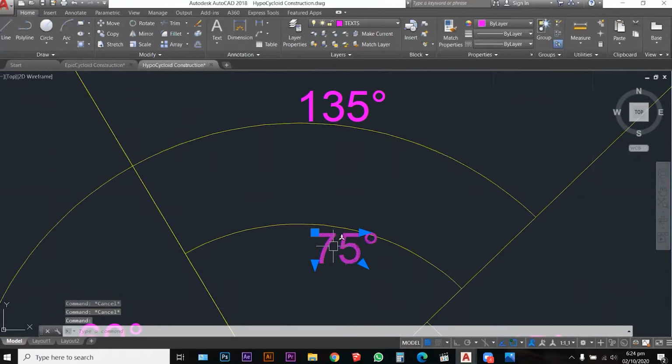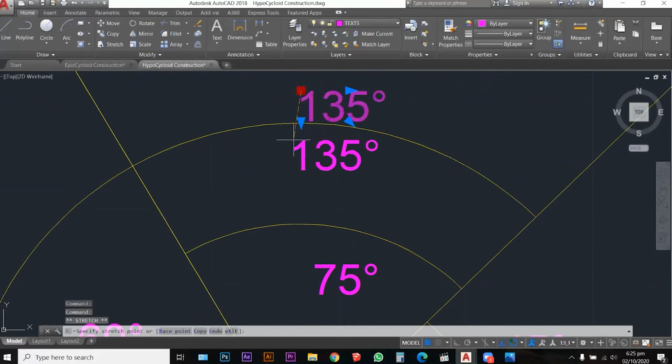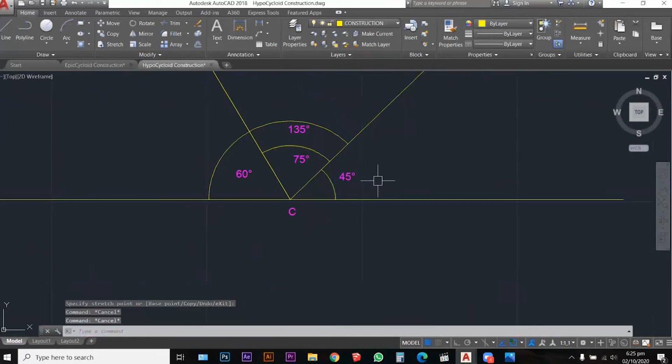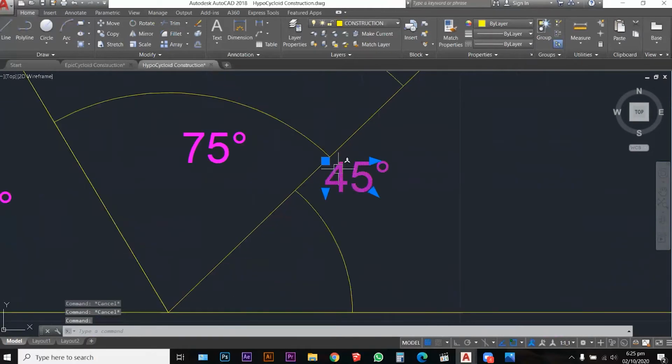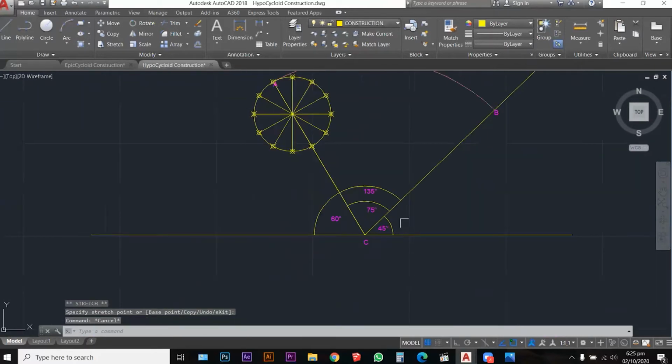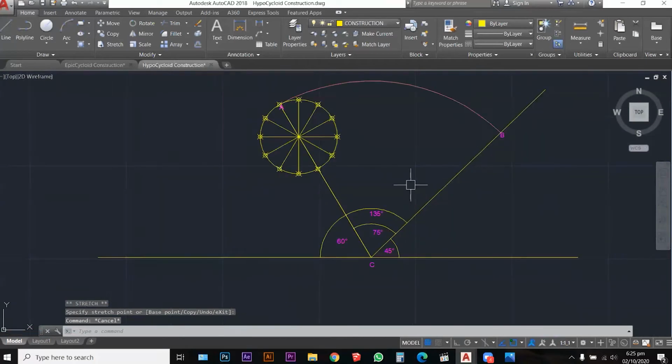Okay, cool. So what it is, I place all my angles inside the arcs. That's all, trying to make things a little neater as we progress.